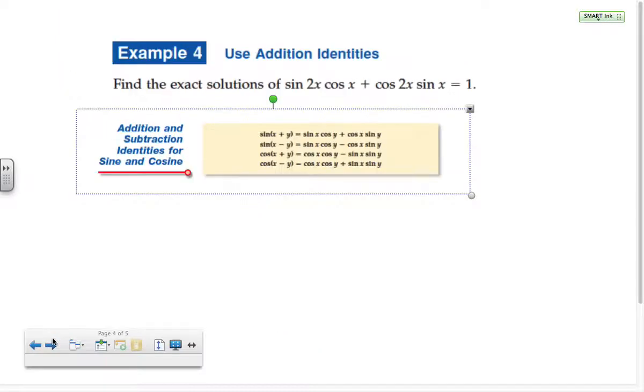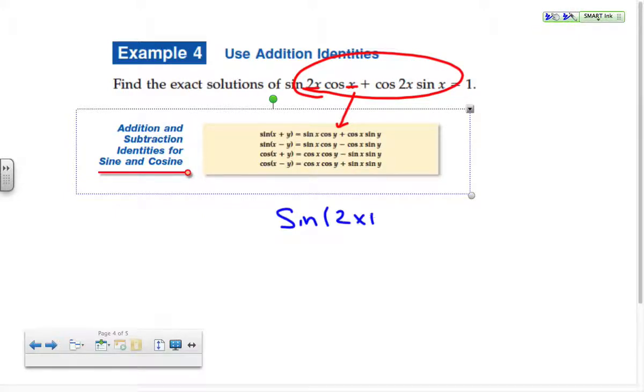Okay, next example. Alright, example 4, now this one we're going to use the addition identities. This is a little more complicated, a little different. So it says sine 2x cosine x plus cosine 2x sine x. Now, down here it has a sine x plus y. I want you to notice that these could be considered x's and y's. They're separate, 2 different values. So this is the same thing as the first one. Do you notice that? So I can replace this whole thing with sine 2x plus x equals 1, which is the same thing as sine 3x equals 1.